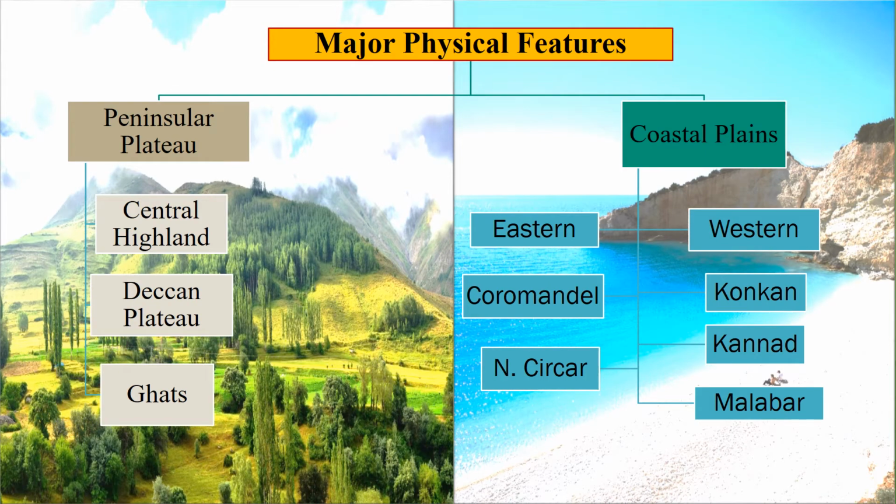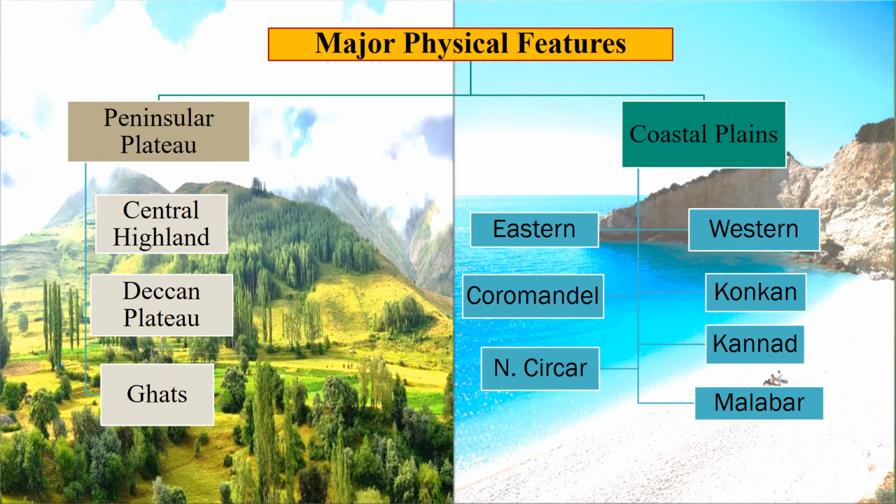This is the second segment of the physical divisions of India. In this segment, we will study about two major physical features, the Peninsular Plateau and the coastal plains. The Peninsular Plateau of India can be divided further into Central Highland and Deccan Plateau. The Central Highland and the Deccan Plateau are bounded by ghats. So, we will study about ghats also under the Peninsular Plateau.